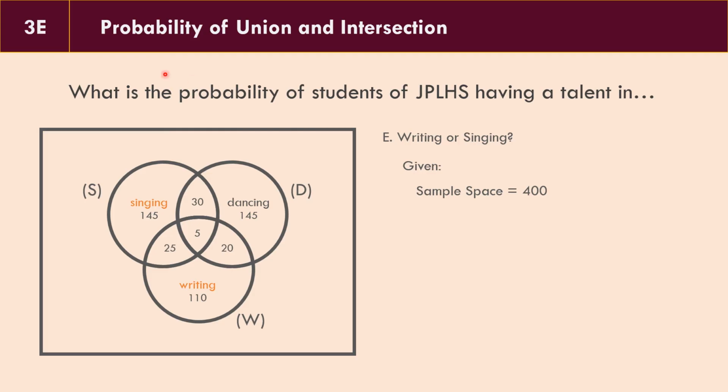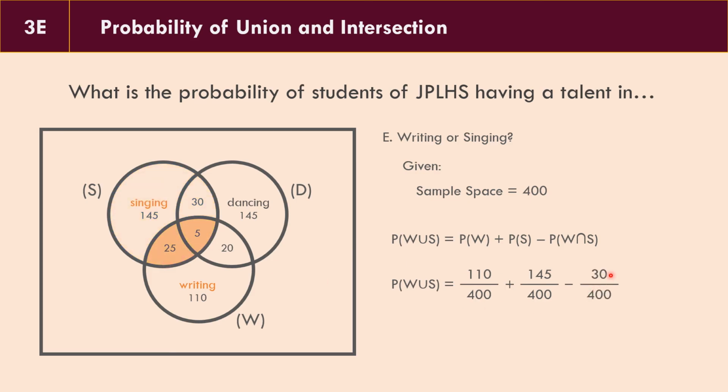How about letter E? What is the probability of students of JPLHS having a talent in writing or singing? So that is equal to the probability of writing plus the probability of singing minus the probability of the intersection of writing and then singing. The probability of writing is equal to 110 all over the sample space, total number of event outcomes, that is 400, plus the singing, that is equal to 145 over 400, minus the intersection of writing and then singing. So that is 25 plus 5. The answer is equal to 30.